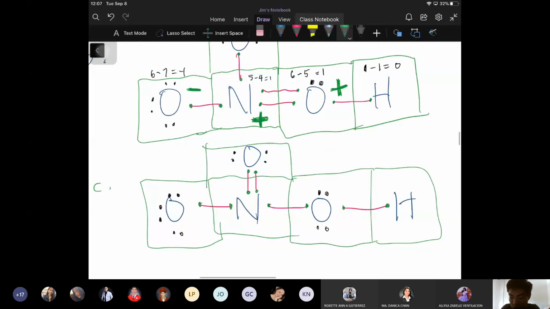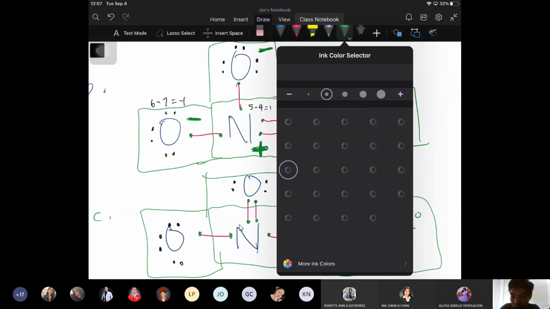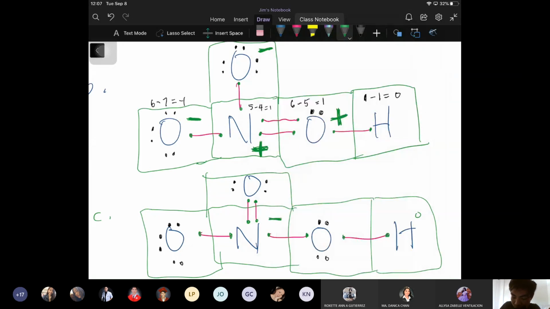Yung hydrogen, alam natin 0 na yan, no? Parehas lang naman ang itsura eh. Yung nitrogen, they look the same, no? 5 minus 4. So, positive 1 yan. So, don't worry. Pag nasanay na kayo, i-mental nyo na lang yan, no?